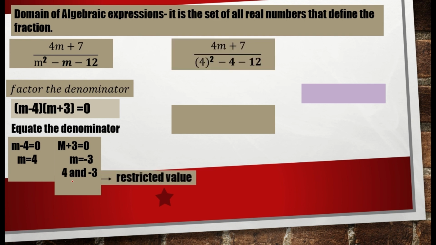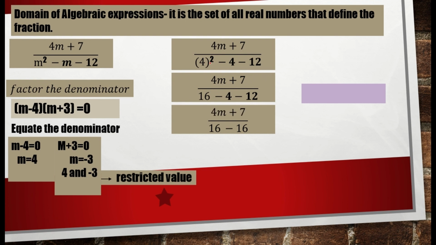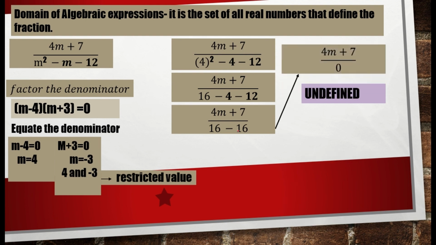Okay? Now, let's check. So, for m plus 3, sa 4 muna tayo mag-focus. I-substitute natin doon sa ating denominator. Okay, we have 4 for m. 4 squared equals to 16. Okay, minus 4 minus 12, so minus 4 minus 12, that is negative 16. Okay, so we have positive 16 minus 16. So, the answer is 0. So, therefore, our answer is undefined.